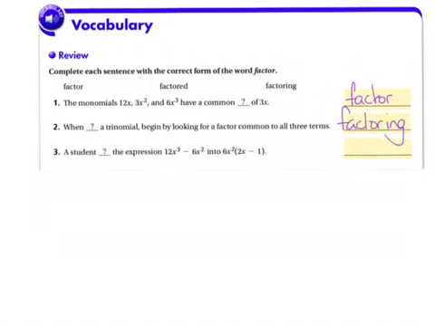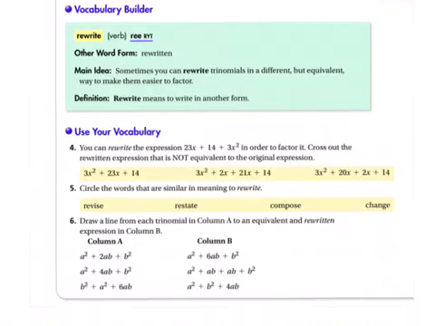A student factored the expression 12x cubed minus 6x squared into 6x squared times the quantity 2x minus 1. Our vocabulary word is rewrite. Rewrite means to write in another form. Problem number 4. You can rewrite the expression 23x plus 14 plus 3x squared in order to factor it. Now remember, the correct way to write this is with the largest degree first and then alphabetical. In this case, we just want to cross out the expression that's not equivalent.